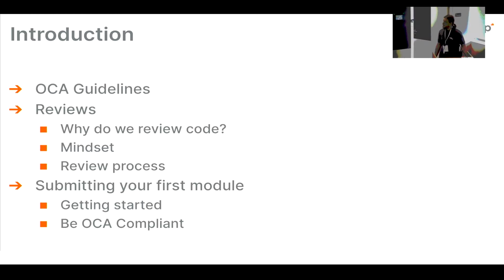So as introduction, we'll see a bit of the OCA guidelines that are provided by the association. Then we'll talk about the reviews. Why are we doing code review? What is the mindset we should have when doing this? Talk about the review process itself. And then a few things about how to submit your first module, or your first contribution. So we will see how to get started in this and how to be OCA compliant.